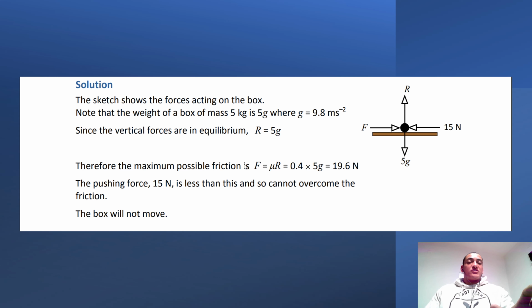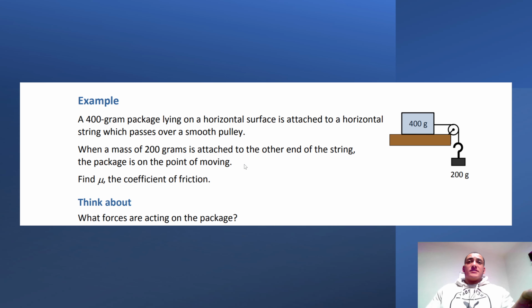Let's look at another question where the coefficient of friction is not given and we are supposed to find it. As you can see in this question, a 400-gram package lying on a horizontal surface is attached to a horizontal string which passes over a smooth pulley. When a mass of 200 grams is attached to the other end of the string, the package is on the point of moving. Find U, the coefficient of friction.